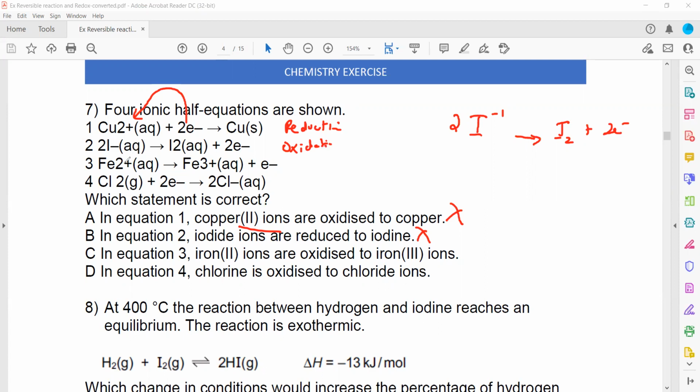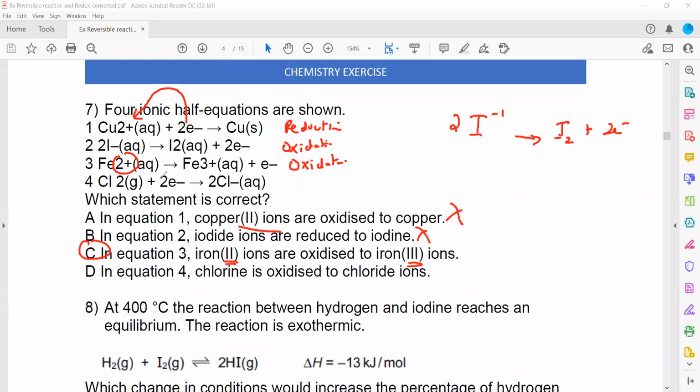Then the third one, iron 2 ion turns into iron 3 ion by loss of electron. Whenever something loses electrons, we call that change oxidation. So iron is plus 2, it loses another electron, it turns into plus 3. So in equation 3, the iron 2 ions are oxidized to iron 3 ions. That's why C will be the right answer.